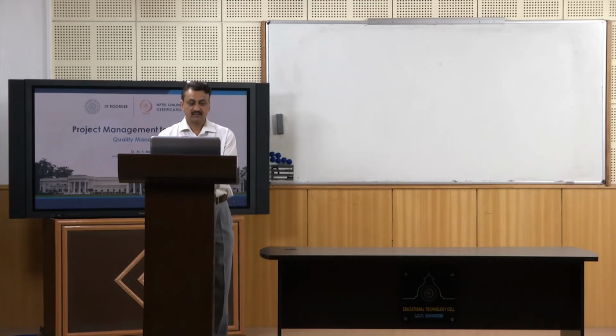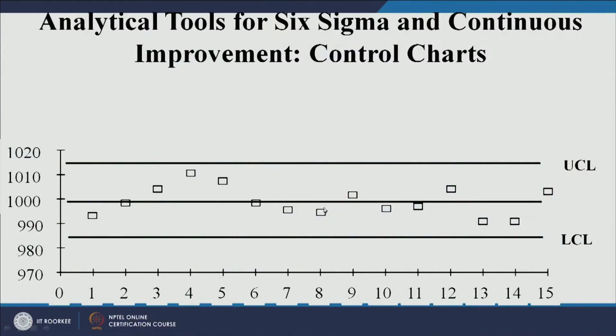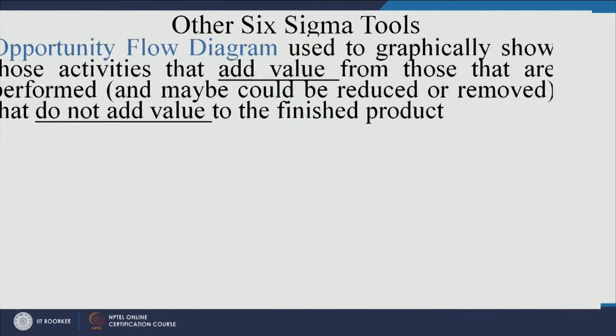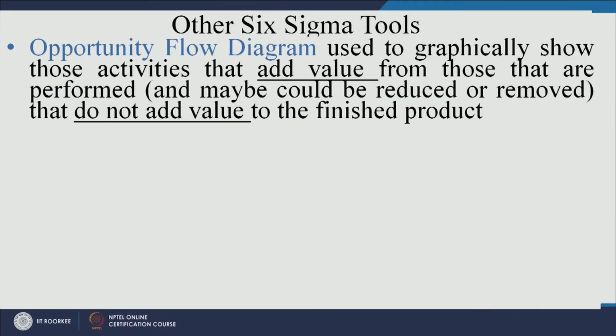When you collect data over a period of time, you will come to know at which particular point the process is out of control. Let us say if this data had been here, then we would have said the process is out of control, isn't it? So this is a control chart. You will have control limits, right. Of course, it can be used to monitor the ongoing production process quality and quality conformance to standards of quality, right. Then you have some other Six Sigma tools.